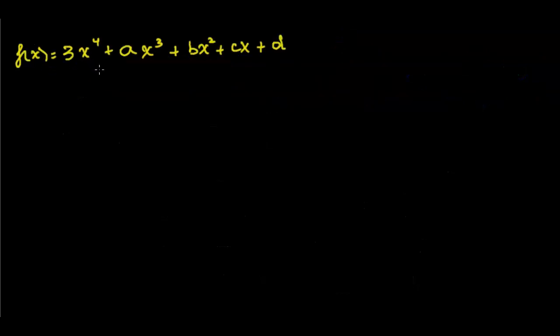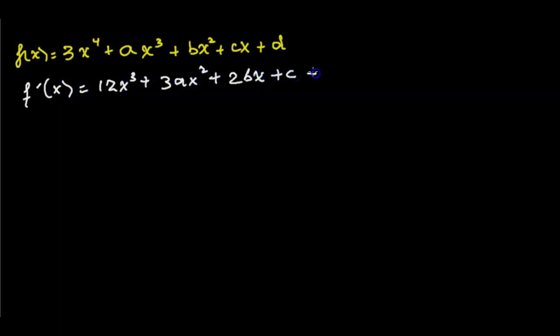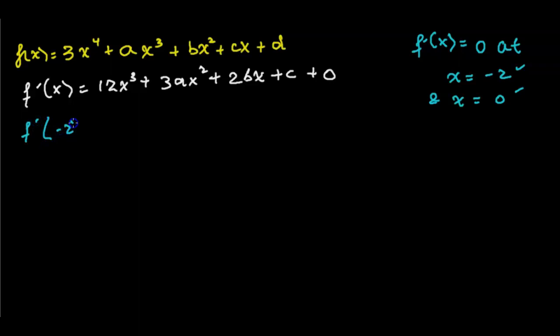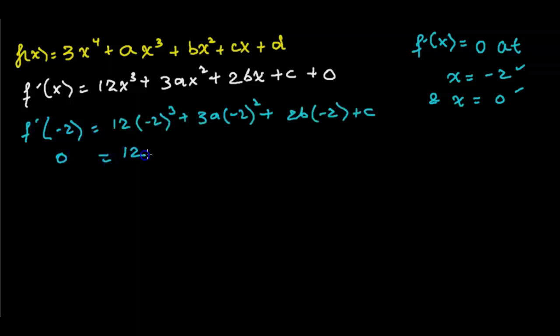As the function given to us is 3x to the power 4 plus ax cubed plus bx squared plus cx plus d, its derivative would be 12x cubed plus 3ax squared plus 2bx plus c, plus the derivative of d, which is 0. And since we know the derivative of the given function is 0 at x equal to -2 and at x equal to 0, as these are the critical numbers, we would be substituting x equal to -2 in the derivative function and setting this equal to 0.